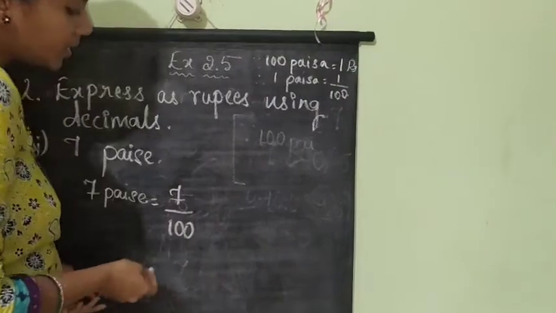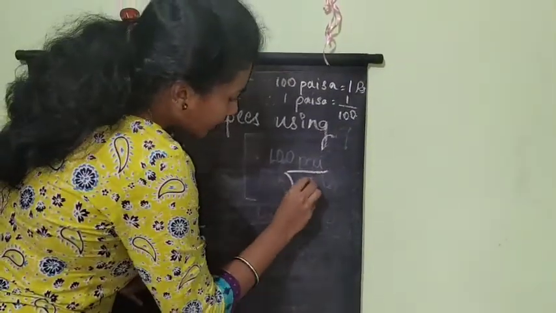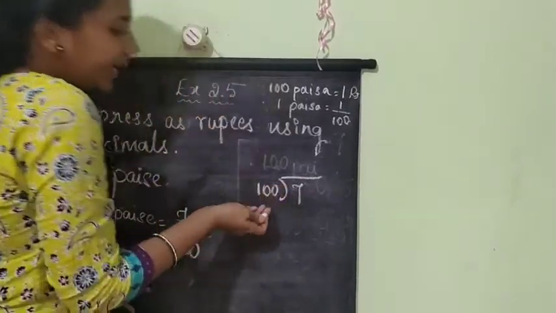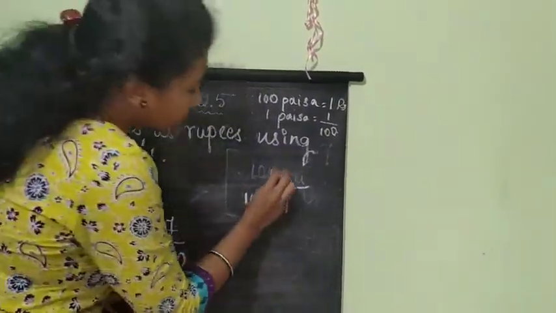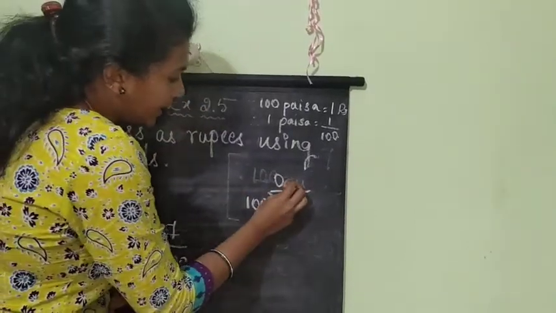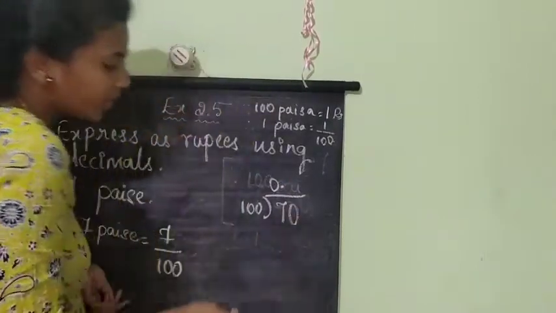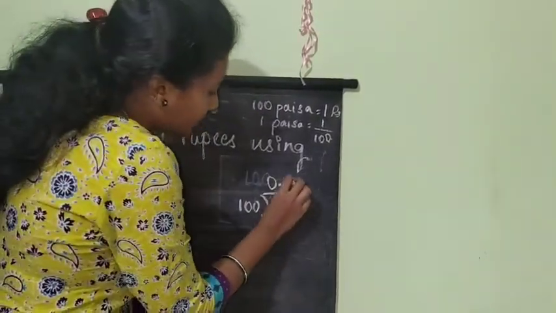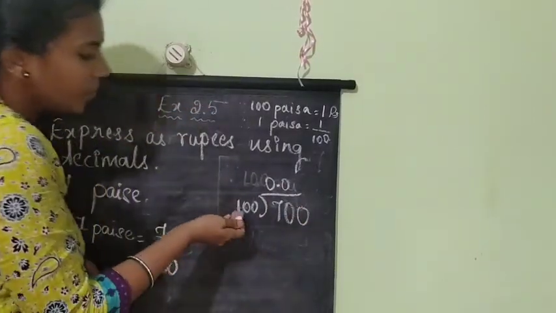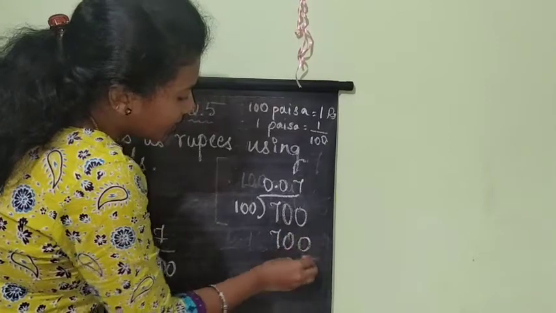Okay, how to solve this? So I'll be dividing and showing you. 7 and 100. Can you divide 7 by 100? No. What you have to do is take a 0 and take a point. So with the help of this point, I'll add a 0 now. Can you divide it now? No, still not possible. So I'll add one more 0 and take a 0 here. So 100 times 7 is 700.